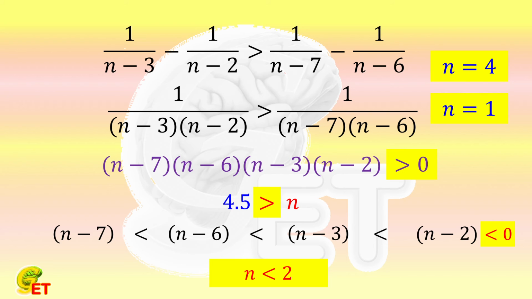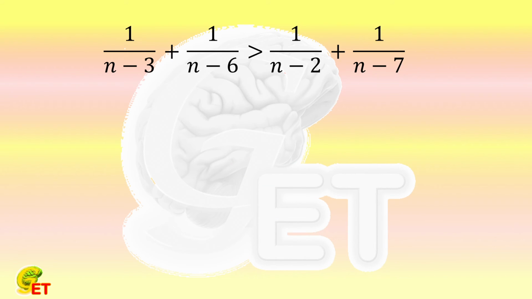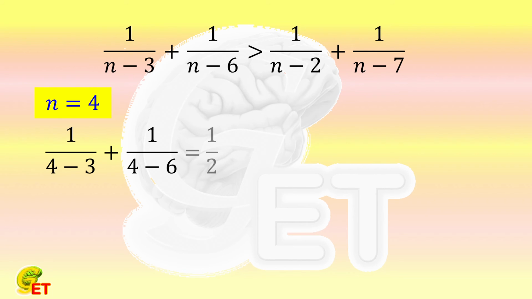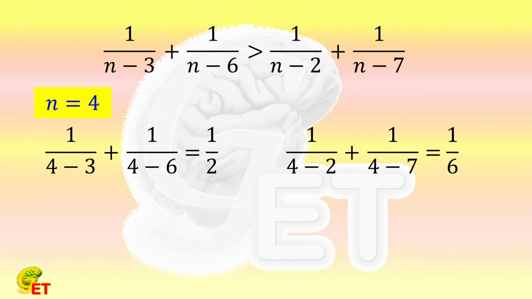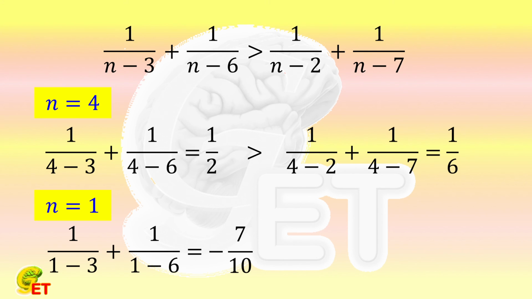Now we can check what each side of the original inequality equals, when n equals 4 and n equals 1 respectively. When n is equal to 4, we bring it into the left and get 1 over 2. Bring it into the right and get 1 over 6. Good. When n is equal to 1, the left side is equal to minus 7 over 10. And the right side is minus 7 over 6.